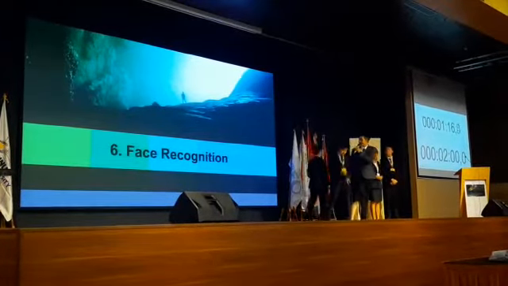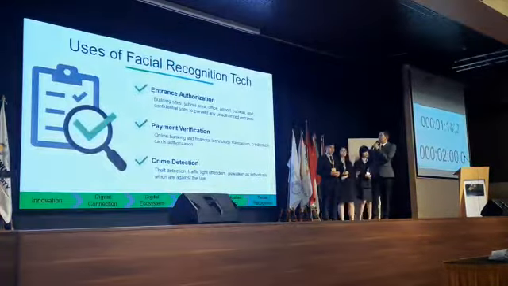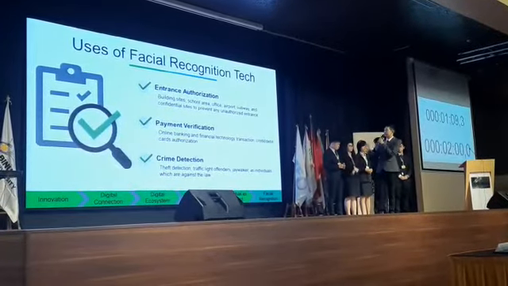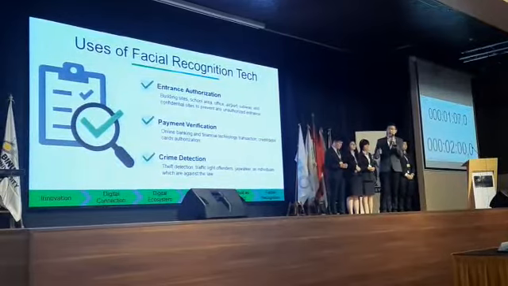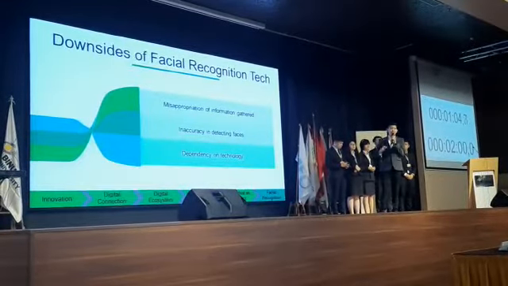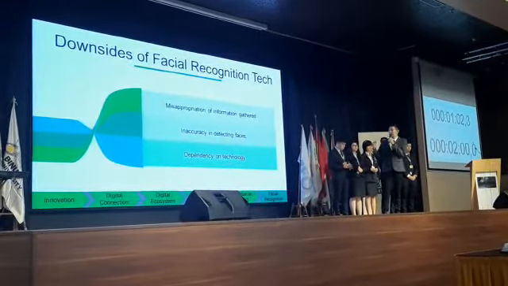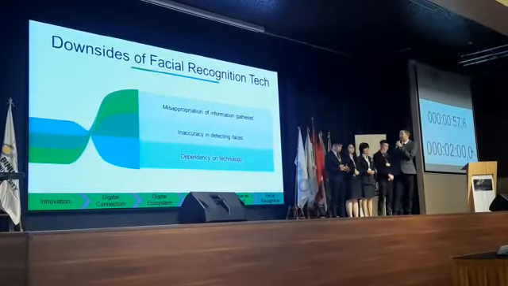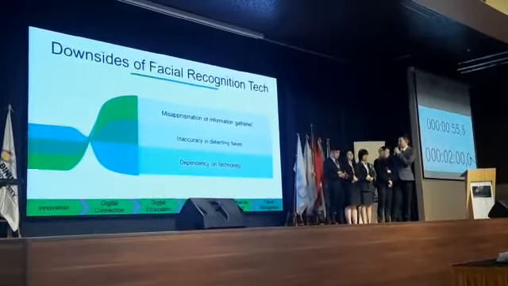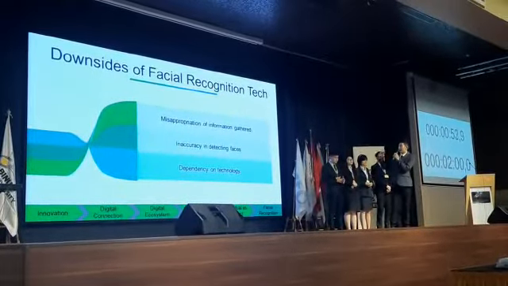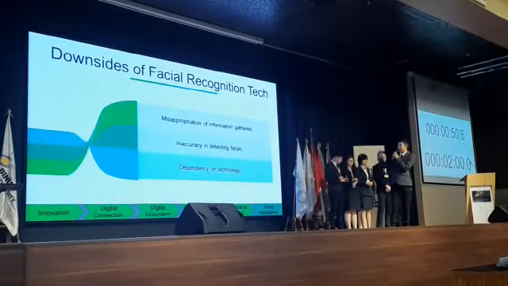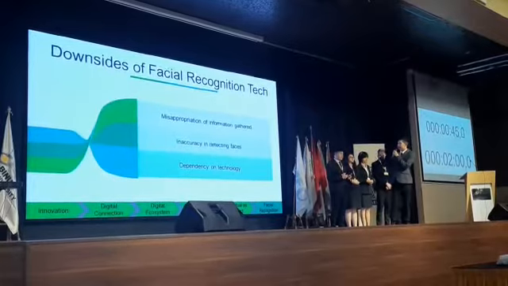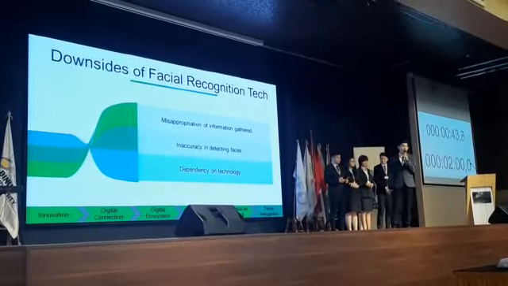Thank you. And the next is face recognition. Here are the uses of facial recognition technology. The first ones are entrance authorization, payment verification, and crime detection. But unfortunately, there are downsides of facial recognition technology: the misappropriation of the information gathered, inaccuracy in detecting faces, and dependency on the technology. So how to deal with it? We have to create a law to prevent the misappropriation, improve the technological accuracy, and provide a backup plan for technological problems.